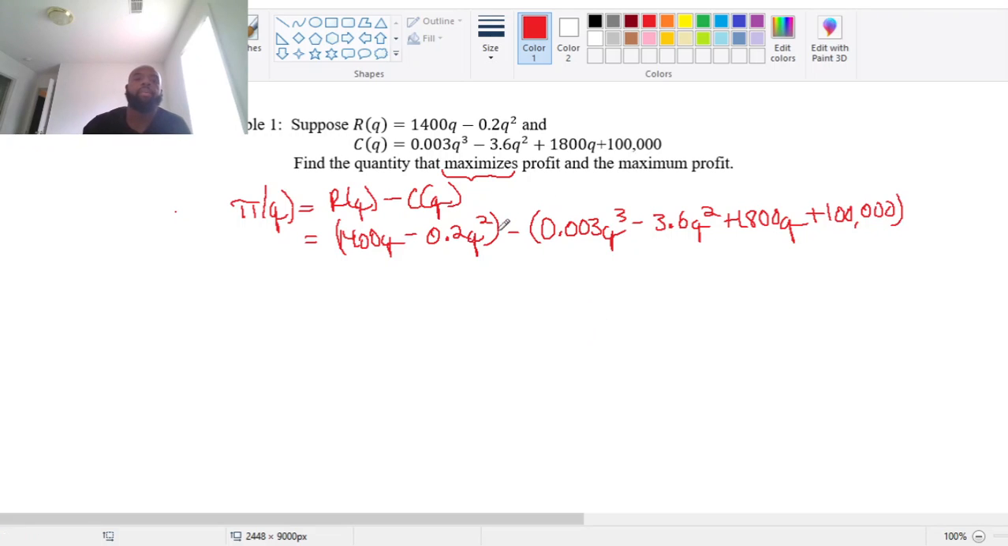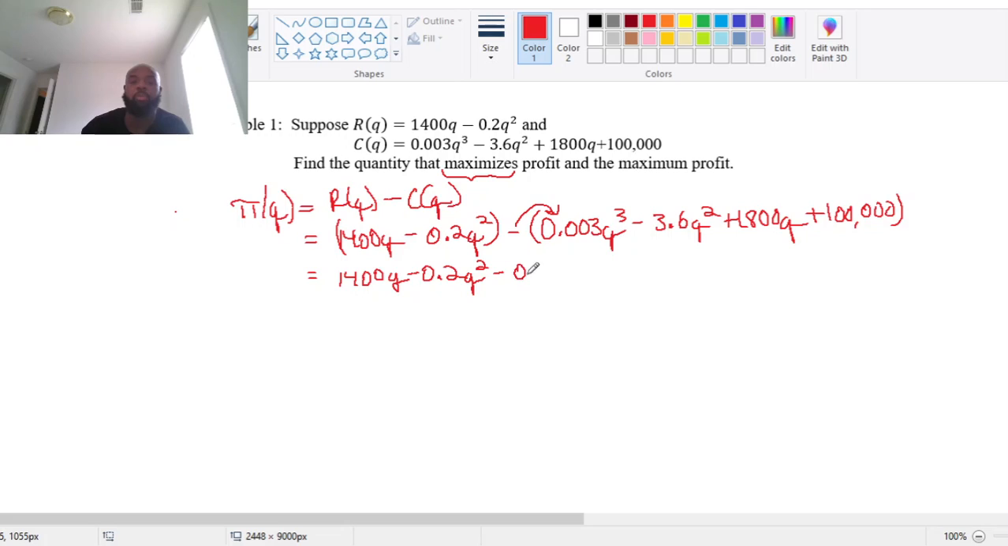And there we go, right? Now I put this in parentheses. This R of Q does not need to be in parentheses here, right? So it can stay that 1400 Q minus 0.2 Q squared, right? But I did put this negative C of Q in parentheses because I have to subtract each of those terms, which means it changes the signs of those terms, right?